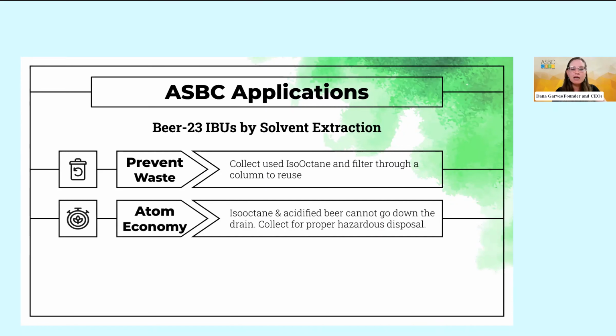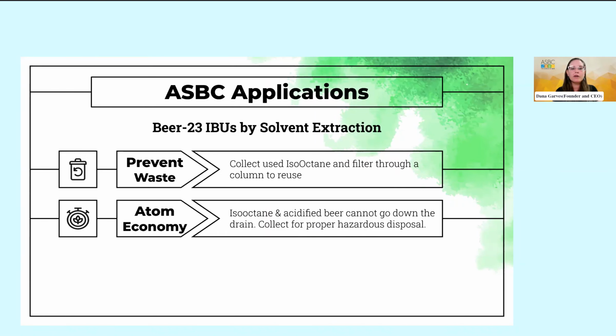And lastly, I just want to say isooctane and acidified beer cannot go down your drain. I can't tell you how many times I've talked with brewing labs that have said, yeah, we either recycle our isooctane and reuse it, or we take it into hazardous waste disposal, but we dump the beer down the drain. Please don't do that. That beer has been acidified with that 3N hydrochloric acid, and it now sits at a pH between 1 and 2. Those are things that cannot go down the drain.